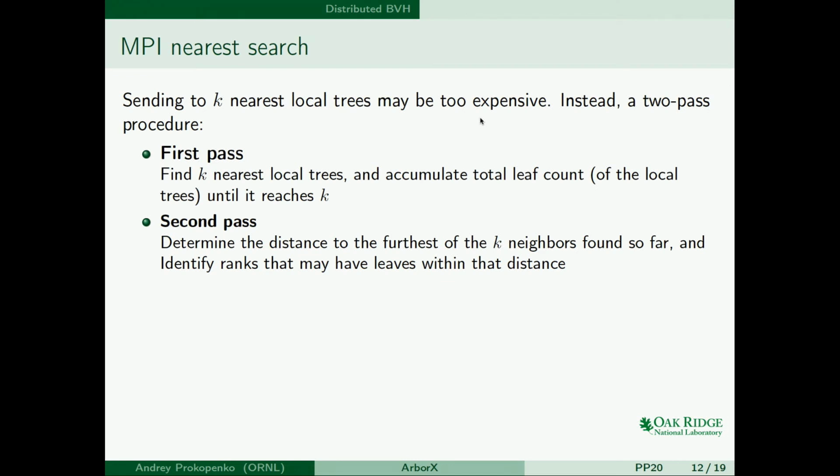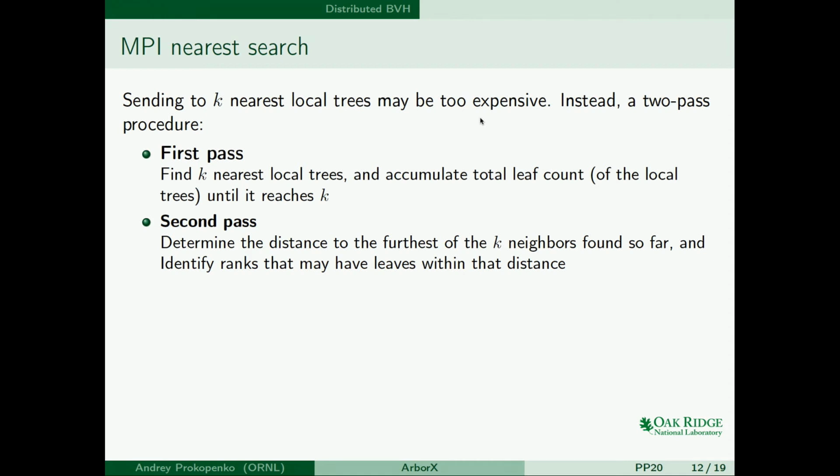So if anybody knows how to do proper KNN in a distributed setting, I would be very glad to talk to you. But right now what we do is the first pass, where we try to find the processors that could give us a reasonable number of results. We first find the nearest trees, and then we accumulate the leaf nodes from each tree until we reach that k number.